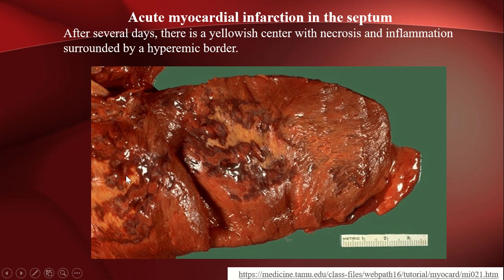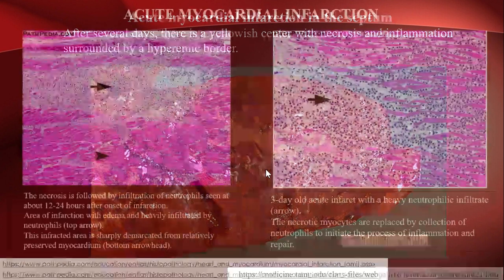This slide illustrates the macroscopy of the acute myocardial infarction in the interventricular septum. After several days, there is a yellowish center with necrosis and inflammation surrounded by a hyperemic border. If you remember from pathological anatomy 1, we discussed the types of necrosis and infarction, and we call this a white infarction with the hyperemic corolla. This is the demarcation zone.